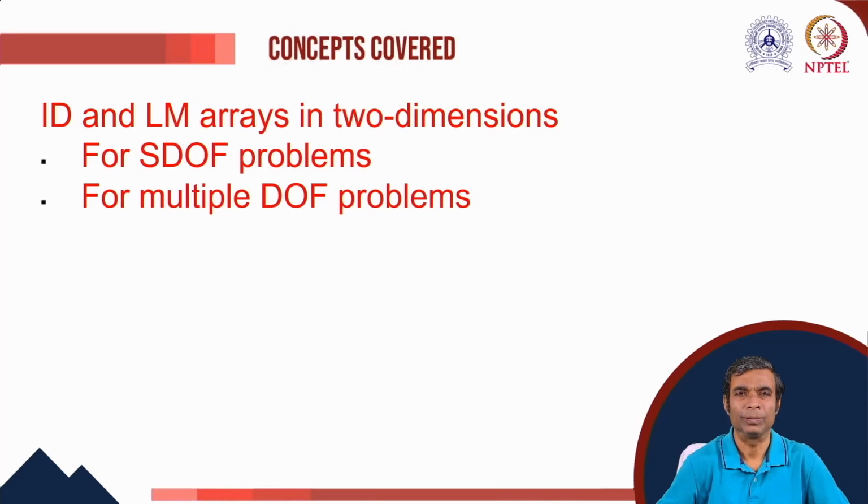In today's class, we shall elaborate upon the identification and location matrix arrays for multidimensional problems. We shall show the construction of ID and LM arrays for single degree of freedom and multiple degrees of freedom. To this end, we shall consider Poisson's equation of heat conduction using bilinear quadrilateral elements and the Navier-Stokes equations of motion using the same set of elements.